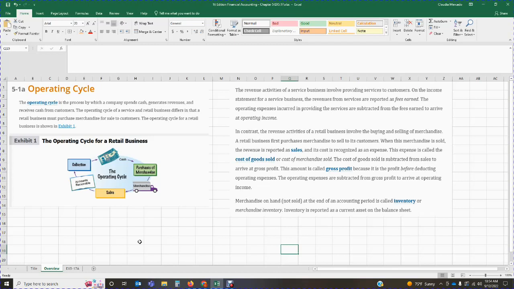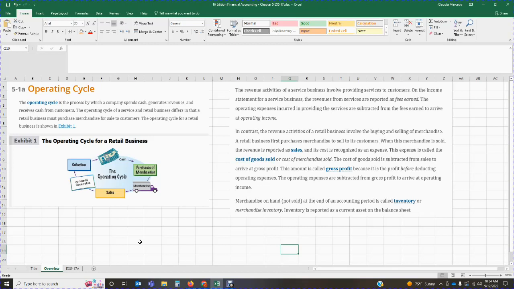Now, in this chapter, we're dealing with retail businesses, okay? Retail businesses involve the buying and selling of merchandise, okay? So, a retail business must first buy merchandise to be able to sell to its customers, okay? When the merchandise is sold, the revenue is reported as sales, okay? And the cost associated with buying those goods is recognized as an expense. Okay, that expense is known as our cost of goods sold.